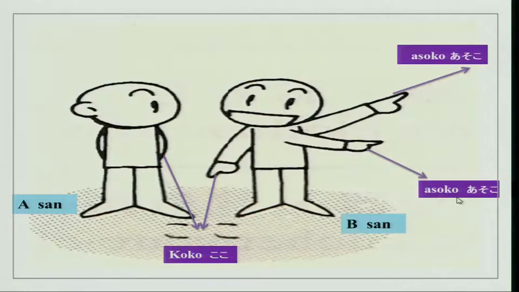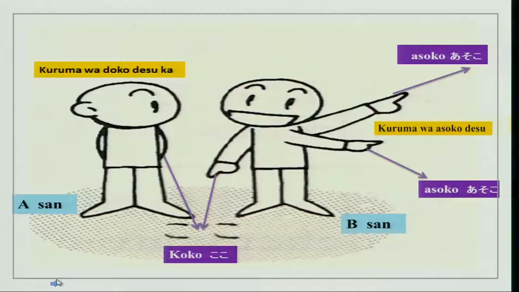Now, A-san has a question. He says, kuruma wa doko desu ka? Kuruma wa doko desu ka? And B has to say, kuruma wa asoko desu, over there, because the kuruma is far away from A and B both.